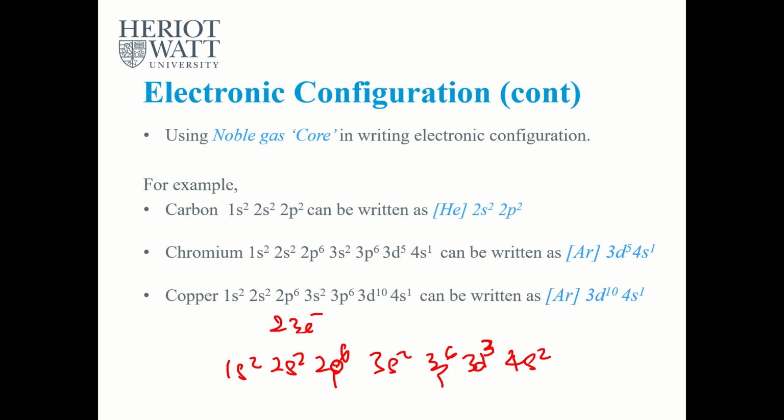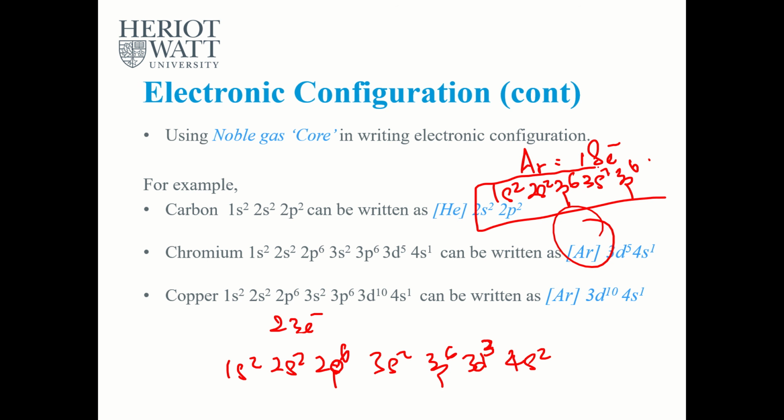Now instead of writing a long configuration like that, they give a shortcut. You can use noble gas group 18 as a core. Usually we will use argon because that will make a difference. Argon, what is the configuration for argon, guys? 18, right? And what's the arrangement of argon then? 1s2, 2s2, 2p6, 3s2, 3p6. There you go. So this is the electron configuration of argon, which is composed of 18 electrons.